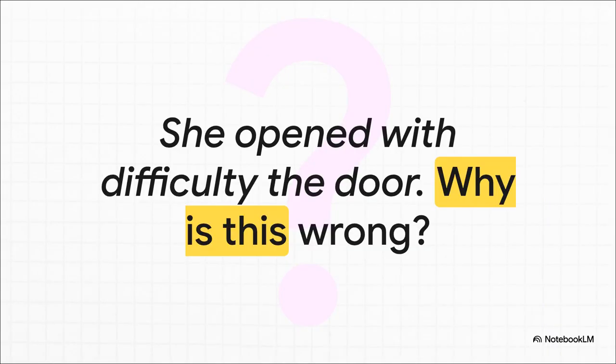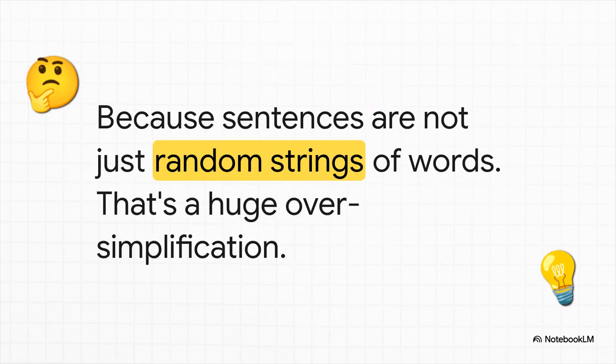So, to get us started, here's a little puzzle. Look at this sentence. She opened with difficulty the door. Go ahead, say it out loud. It just feels wrong, doesn't it? It's clunky, it's awkward. Our brains instantly know something's out of order here, but what is it exactly? Well, the answer really gets to the core of how language works.